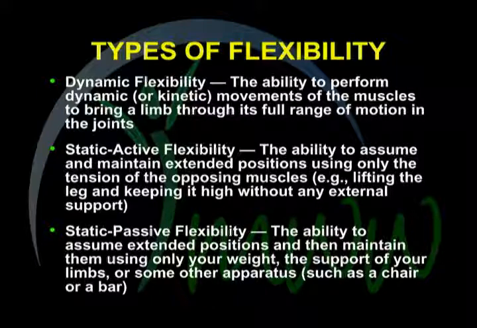Static passive flexibility, also called passive flexibility. Static passive flexibility is the ability to assume extended positions and then maintain them using only your weight, the support of your limbs, or some other apparatus, such as a chair or bar. The ability to maintain the position does not come solely from your muscles, as it does with static active flexibility. The ability to perform the splits is an example of static passive flexibility.